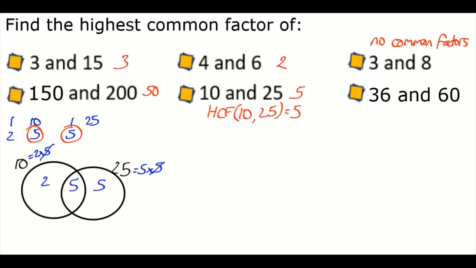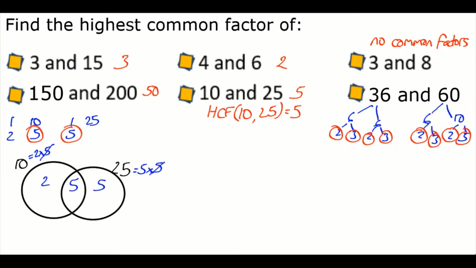36 and 60, here's a nice example where I think it would be worth perhaps doing the factor tree, although yeah, arguably none of these numbers are too tricky, but let's do it anyway. So 6 is 2 times 3, 10 is 2 times 5, 36 is 6 squared, which is 2 times 3 times 2 times 3. So our prime factors, 36 is 2 times 3 times 2 times 3, and 60 is 2 times 3 times 2 times 5.